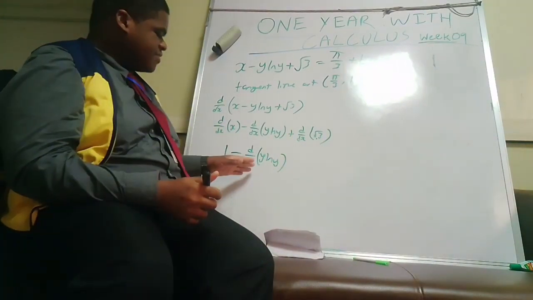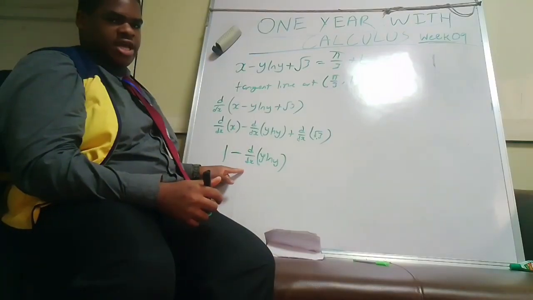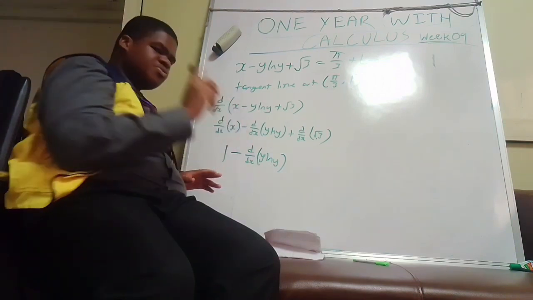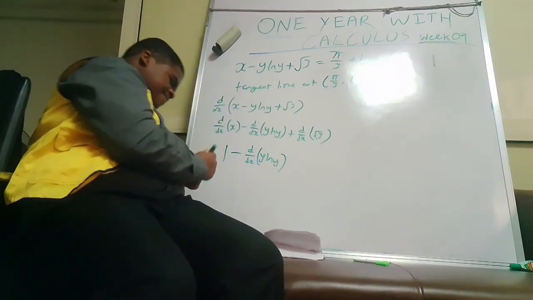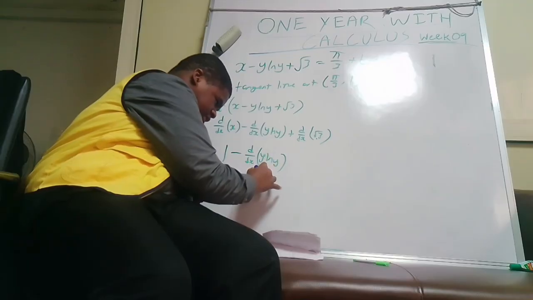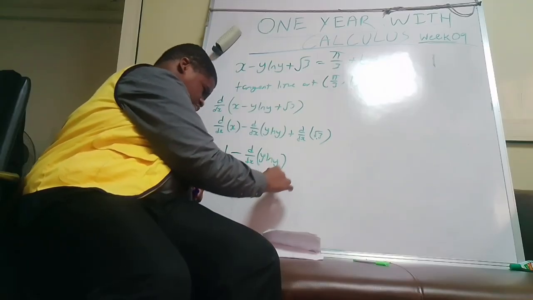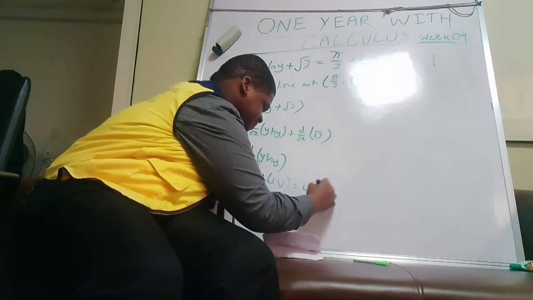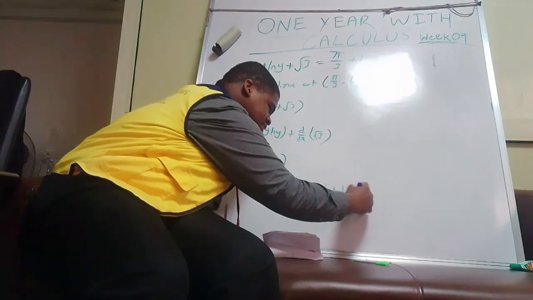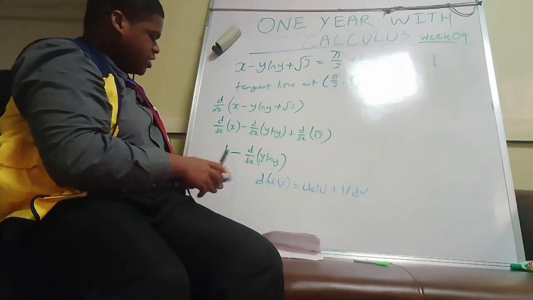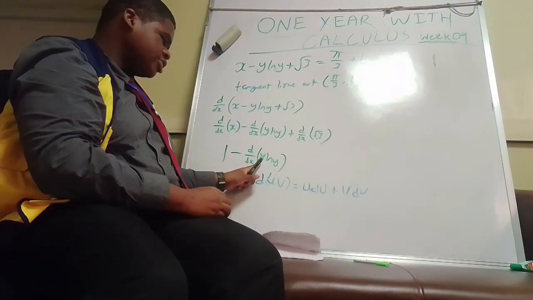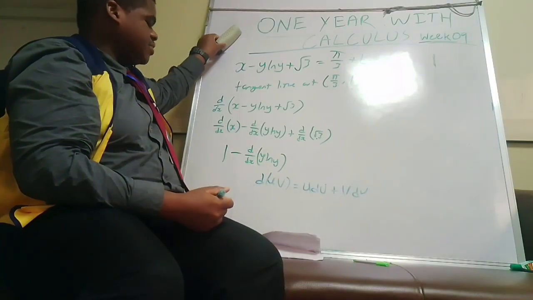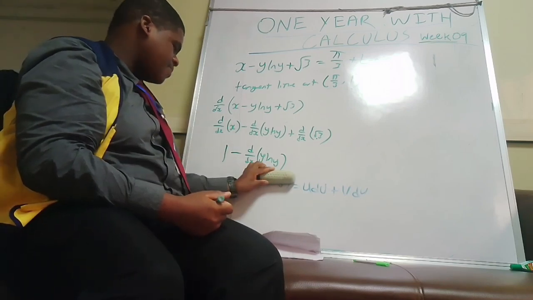Now what we're finding is the derivative of y ln y with respect to x. Good. Now to find the derivative of y ln y, you need to remember the product rule. The product rule states that the derivative of u times v is equal to, you keep u constant, then differentiate v, plus you keep v constant, then differentiate u. And that's what we're going to use here. Since you have a product, we can apply the product rule here.